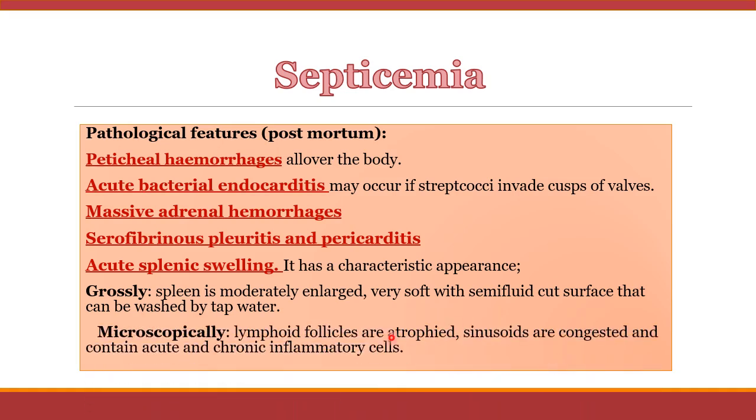And under the microscope, we will see atrophy of the lymphoid follicles, which are in the white pulp, and the red pulp of the spleen will show dilated, congested sinusoids. Sinusoids are vascular channels, and they will contain acute and chronic inflammatory cells in very large number.